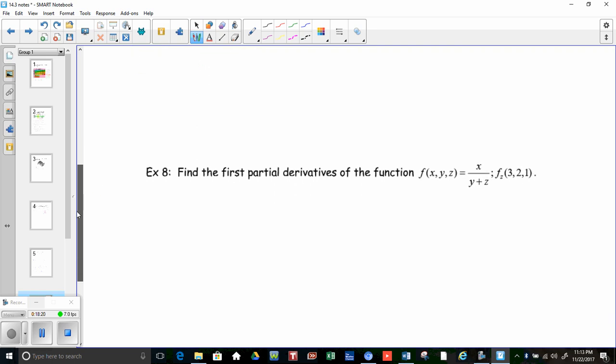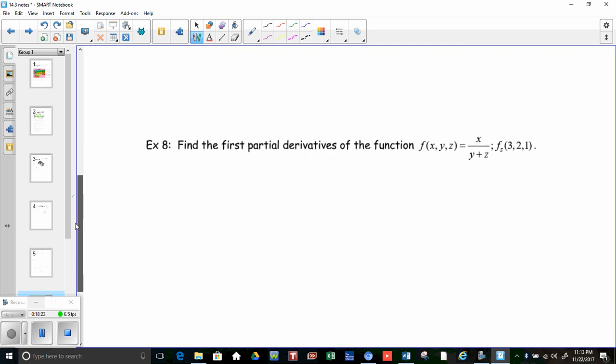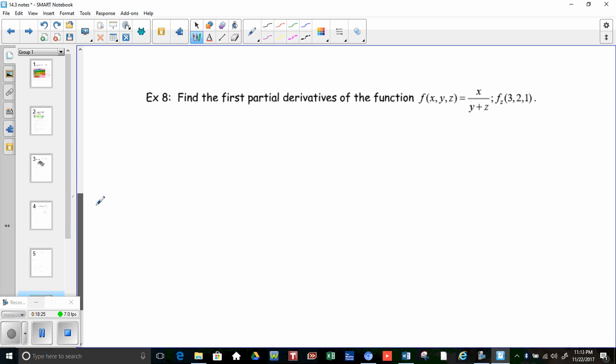Alright, so the last one here says find the partial derivatives of the function, so I guess it wants us to find all 3, and then specifically it says find f sub z at the point 3, 2, 1. Alright, so let's take a look at the partials. So we're going to have an f sub x.